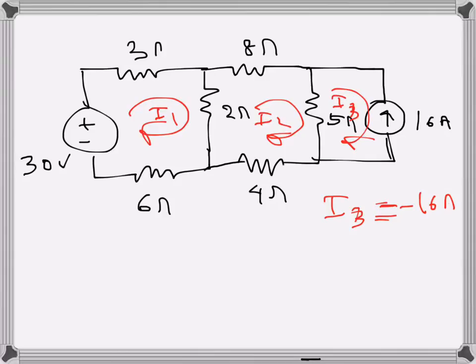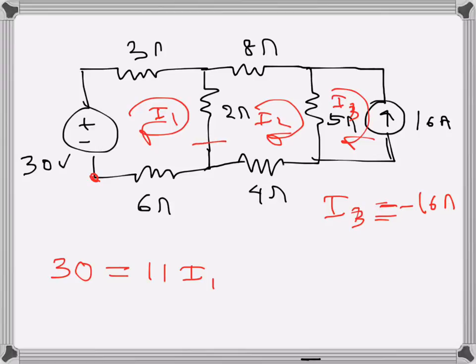We will write mesh equations for the first 2 meshes, I1 and I2. So basically KVL for the first one. If I start from here and go clockwise, 30 volts is a rise. Let's write it on the left-hand side, and on the right-hand side the drops. There are 3 resistances in this loop, 3 ohms, 2 ohms and 6 ohms. If I add them up, it will be 11 ohms. So 11 I1, I'm just writing it directly.